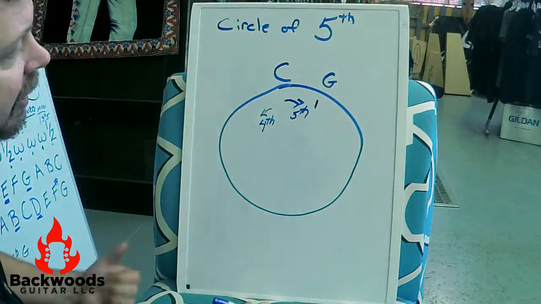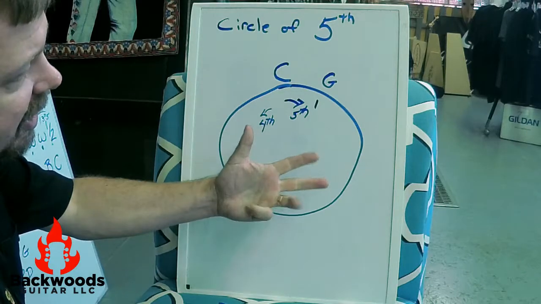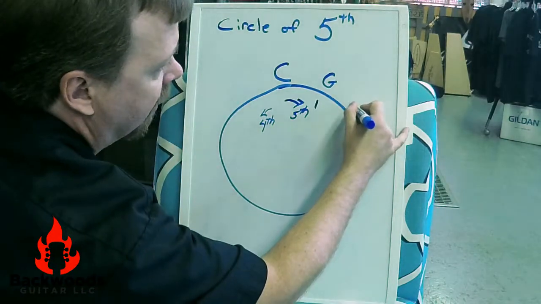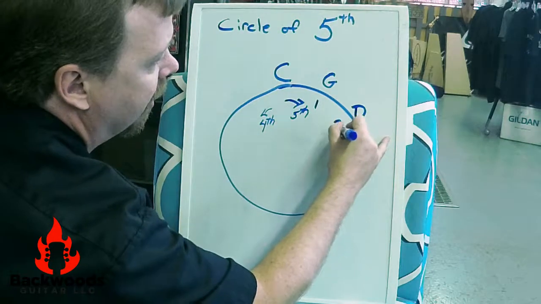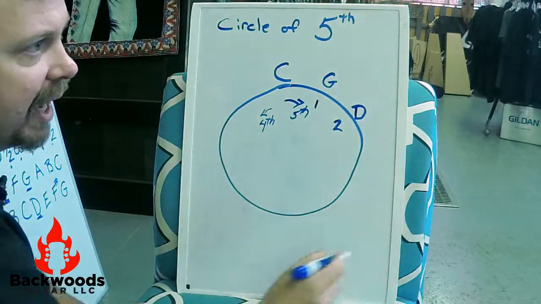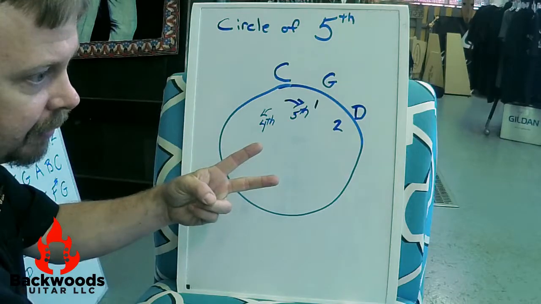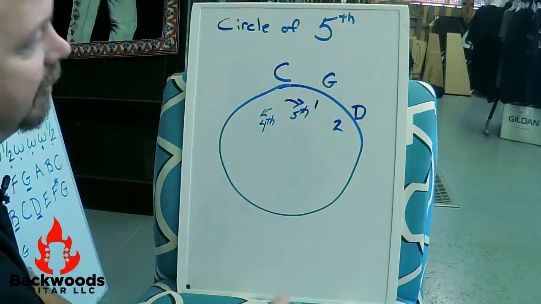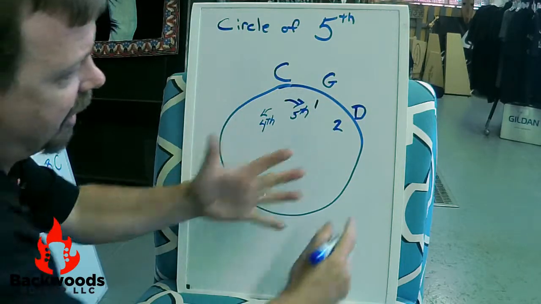Let's keep building. Count by 5. G, A, B, C, D. D is at 2 o'clock. Guess how many sharps it's got in the key of D whenever you write out a D major scale? 2. See a pattern yet? Keep building. D, E, F, G, A.